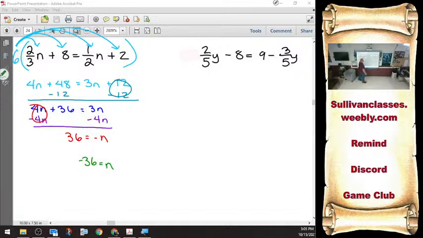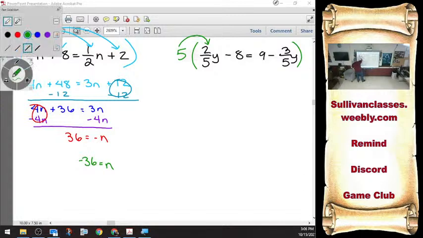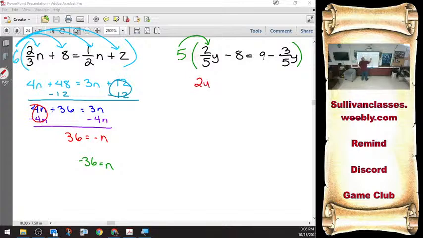Okay, on the next one, I don't have to worry about common denominators because they both share a 5. Okay, this was Tommy's question, said, do I take 5 times 2 and with the 5? Because the 5 and the 5 are going to just cancel, so it stays 2y. All right, so we got a 2y. A negative 40, a 45, and a negative 3y.